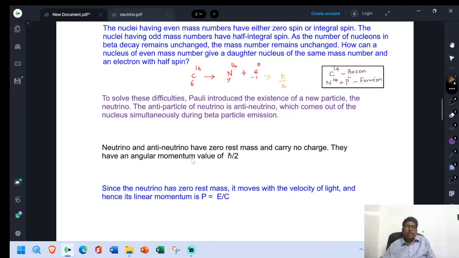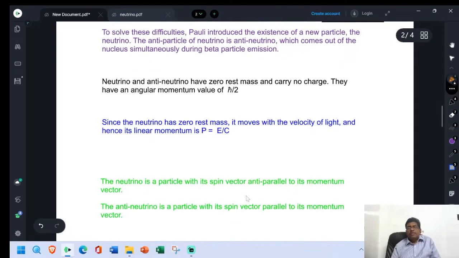They have an angular momentum value of h cross by 2. Likewise, electron, neutrino and antineutrino are also having the angular momentum value of h cross by 2. Since the neutrino has 0 rest mass, it moves with the velocity of light and hence its linear momentum is p equal to E by c.